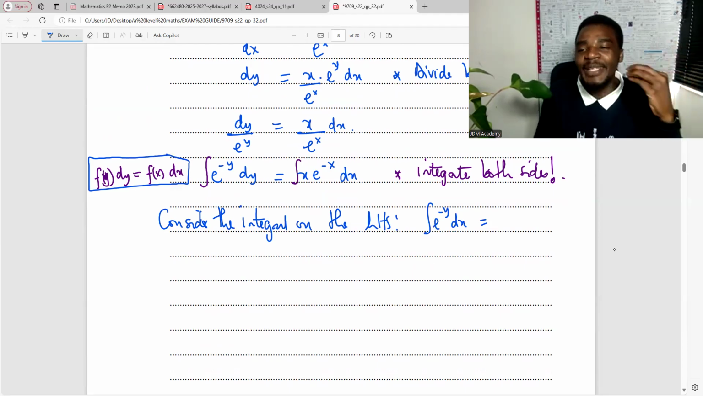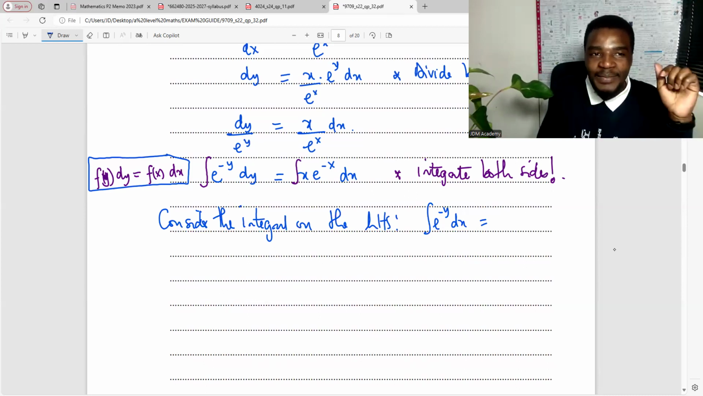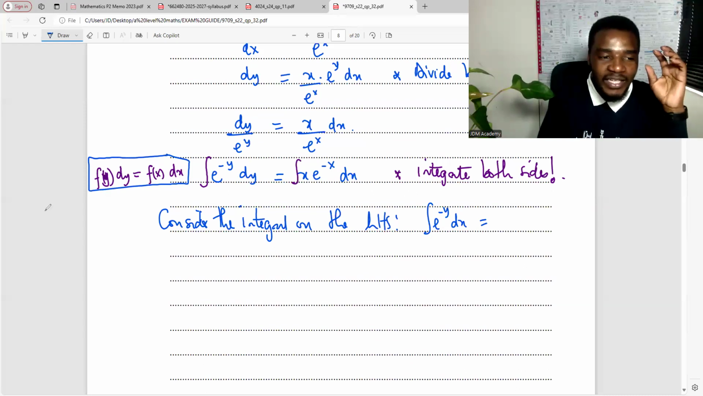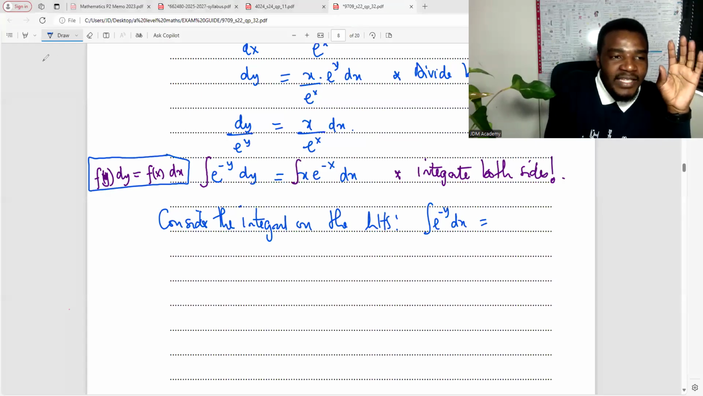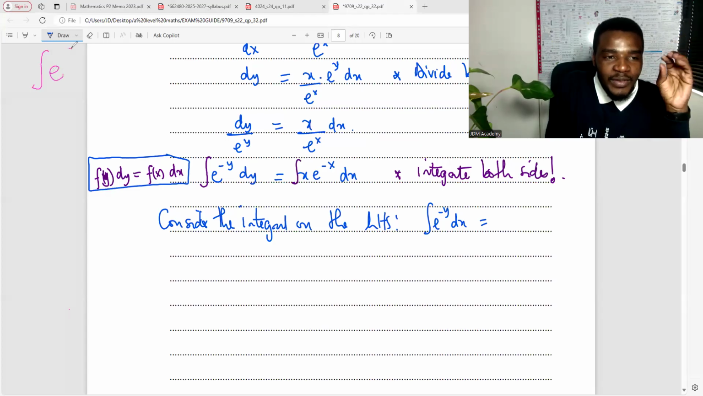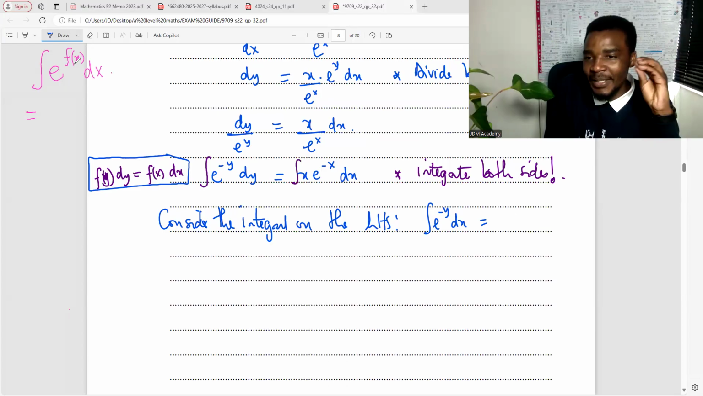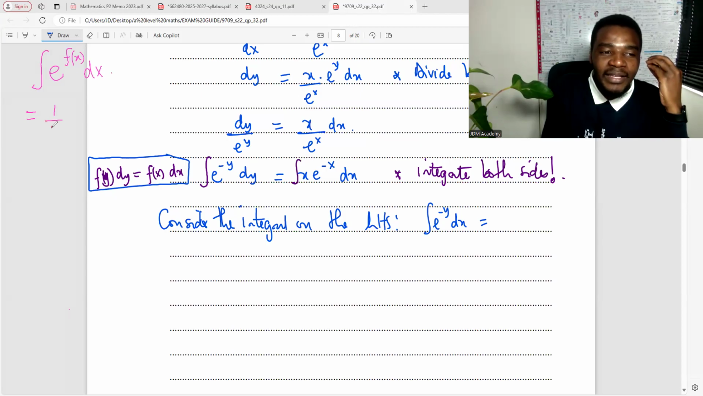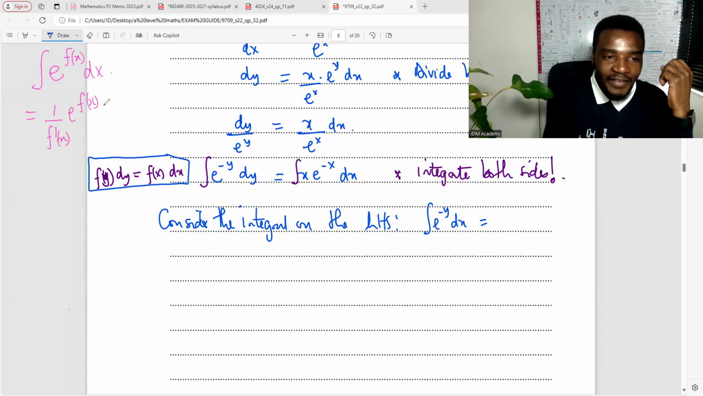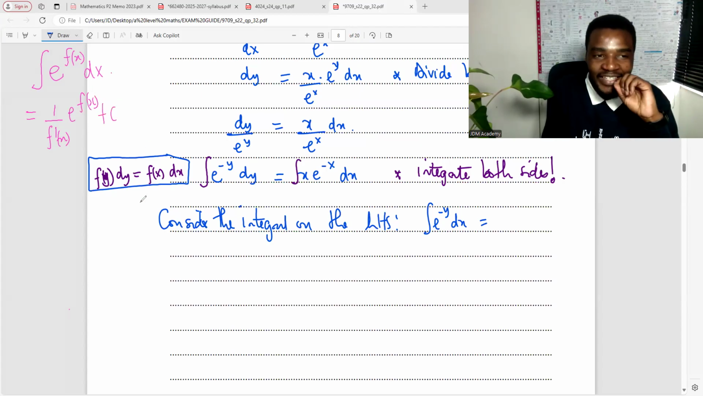How do we integrate an exponential function? Let's say, for example, we are looking for the integral of e to the power of f of x with respect to x. How do we integrate this? What we have to do is differentiate the power. Once you have the derivative of the power, divide by that derivative, and then multiply again by e to the power of f of x plus the constant of integration.